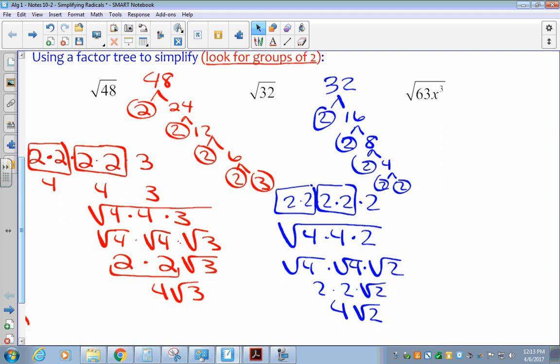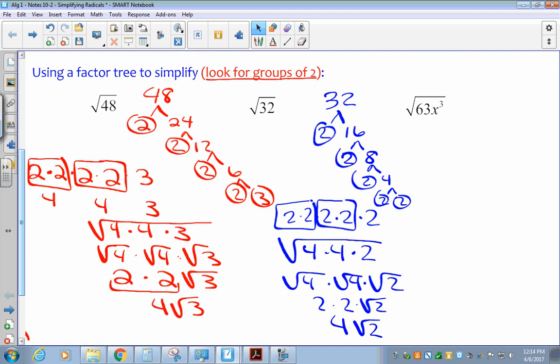Does anybody see an easier way, where we can skip about half of these steps? There is one. For those of you who can see it, I want to alert you that there is an easier way for these. If you don't see it, it's fine.